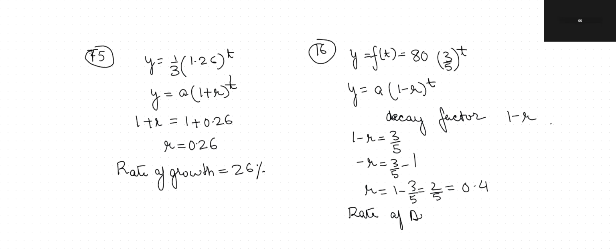So when this 1 plus r is less than 1, when this portion is less than 1, with this being a, and suppose this is kt, if this function is less than 1, then it is decay. And when it is greater than 1, then it is growth.